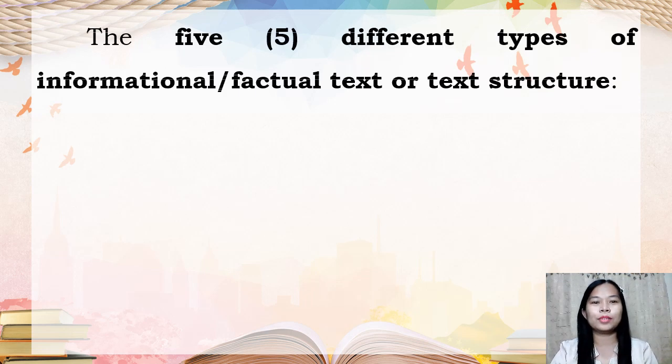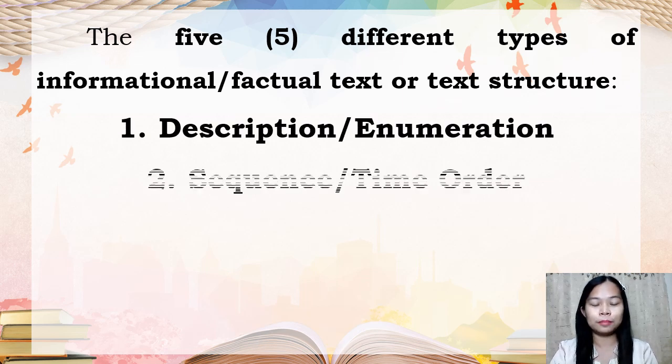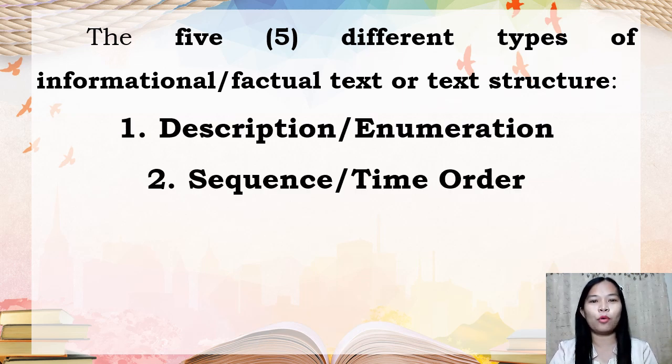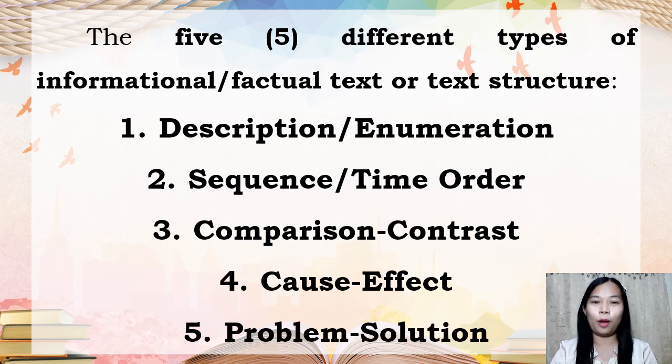So the 5 different types of informational or factual text or text structure are the following: description or enumeration, sequence or time order, comparison and contrast, cause and effect, and problem solution.